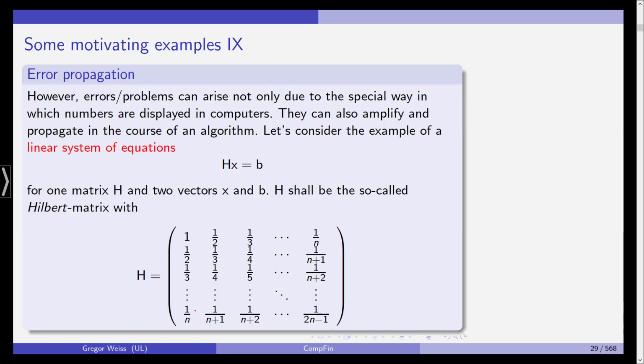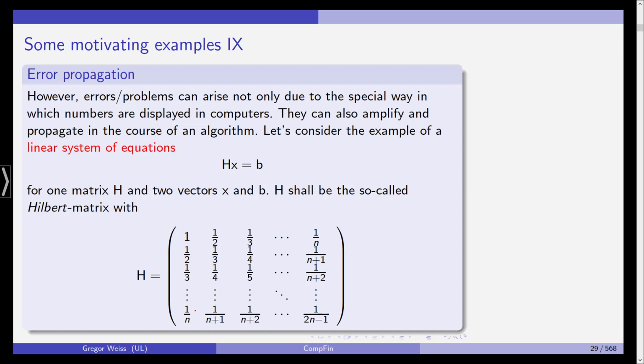A second example that highlights how a very simple and easy seeming problem and algorithm can actually cause large and huge problems on a computer. We are looking at error propagation, and we are considering the example of a linear system of equations, ein lineares Gleichungssystem. H times x equals b. Matrix H and 2 vectors x and b. X is the solution, and b on the right hand side could be 1, 2, 3, 4, 5.